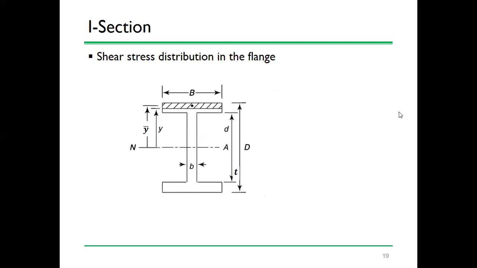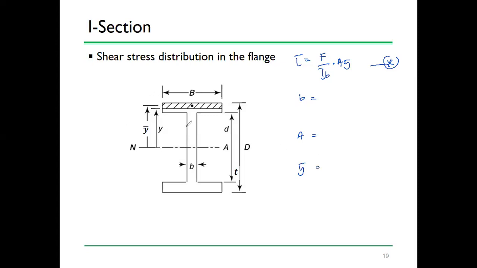Okay. So let's deal with the flange. Once again, our formula is tau is equal to F over I B dot A Y bar. This is our formula. So what are we looking for? Let's look for B. Let's look for A. And let's look for Y bar.